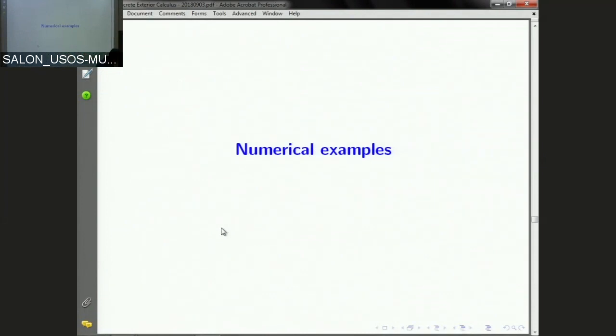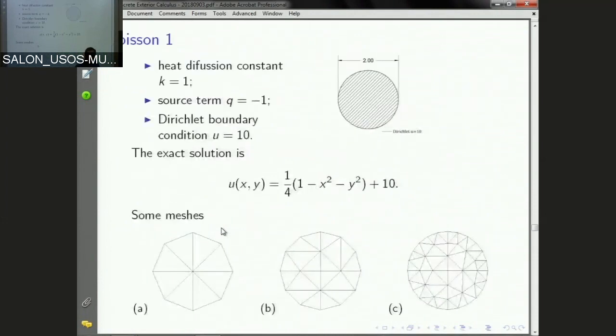In the examples I'll show you, it does work. So for the numerical examples, I'll give you 7. The first one: consider a disk of diameter 2. The heat diffusion constant, put it to 1. A source term equal to -1. Boundary condition 10. So it's cold in the middle. Just on the boundary you have the boundary condition. You have an analytical answer to this problem to compare with.